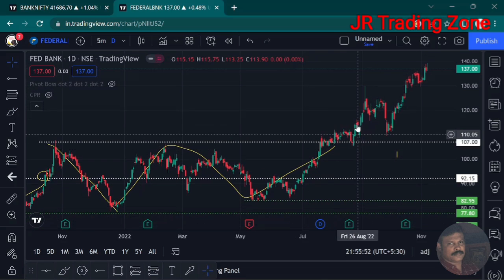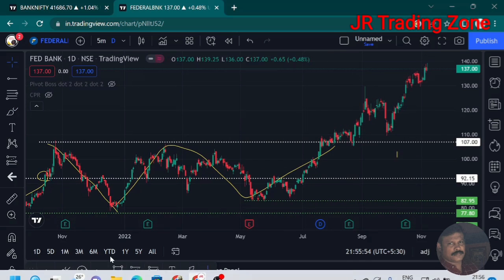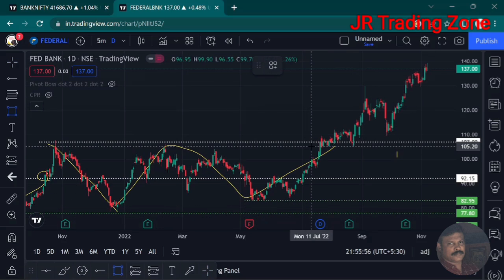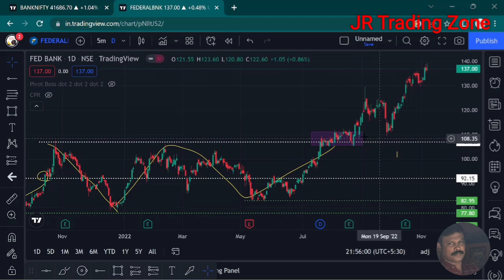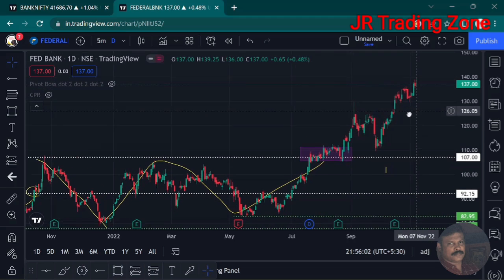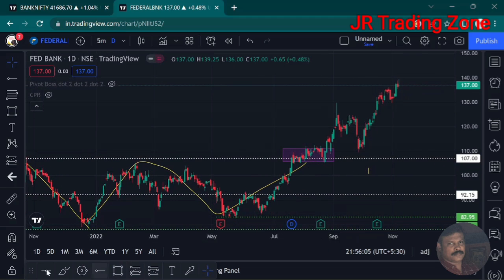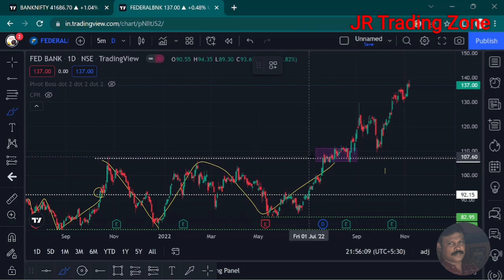It is breaking here. This is a consolidation area and it is breaking this area. This is called consolidation area. This is breaking this level and, see here, once again you can see here. This resistance is broken and this resistance is now acting as a support.